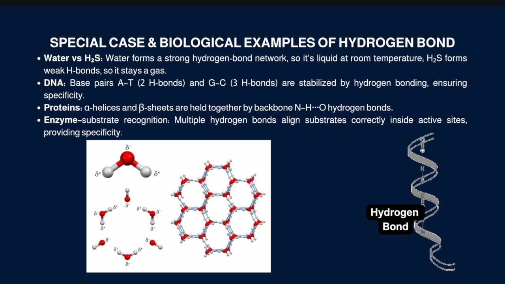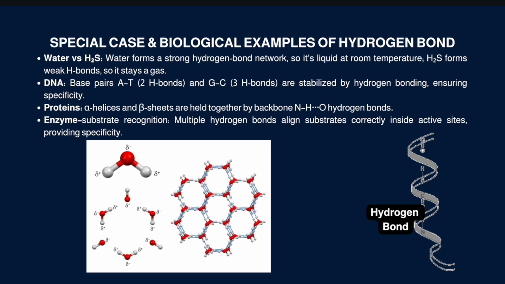Special case and biological example of hydrogen bond: water versus H2S. If you just see H2S and H2O, chemically you know that they are similar, right? But there is a difference between oxygen and sulfur. Water forms a stronger hydrogen bond in nature, so it is liquid at room temperature. But H2S forms a weak hydrogen bond, so it always stays as a gas. Now what's the reason here? It's the electronegativity difference. Again, it depends on the donor, which type of atom you are using.